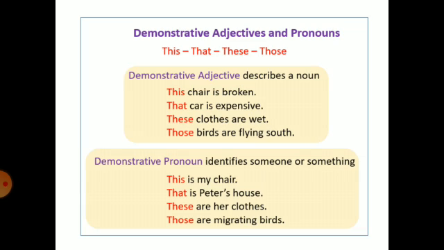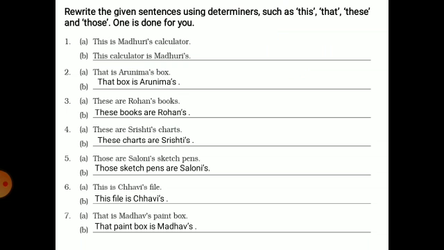Now, demonstrative pronoun. It identifies someone or something. And we are using verb here after the demonstrative. Like, this is my chair. That is Peter's house. These are her clothes. Those are migrating birds. Now, here is a worksheet for you.